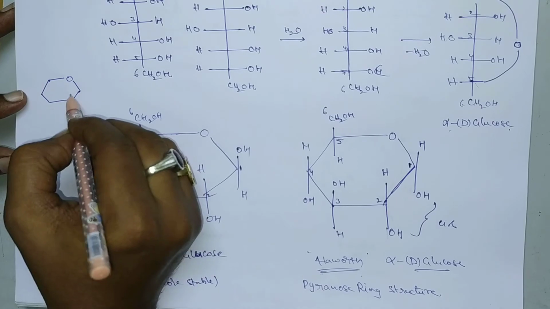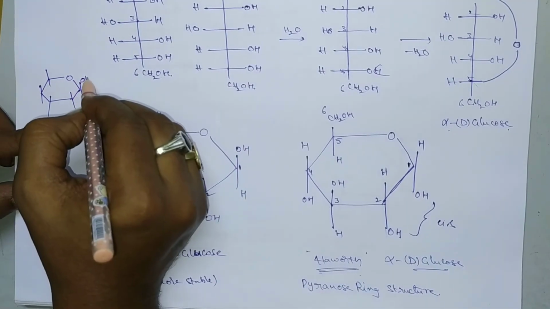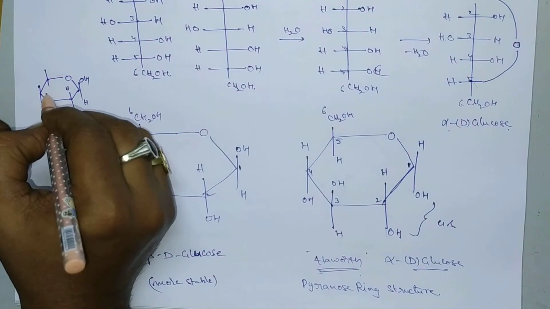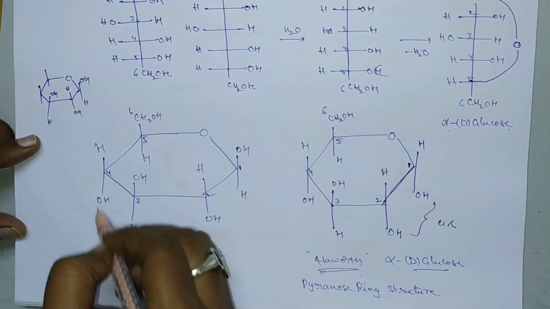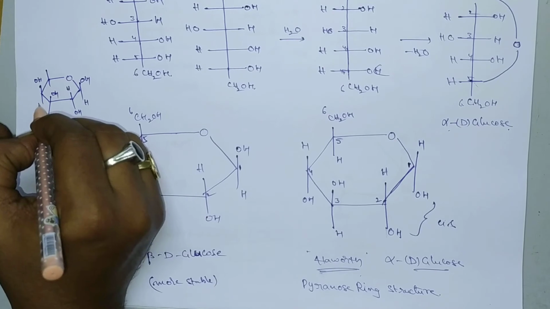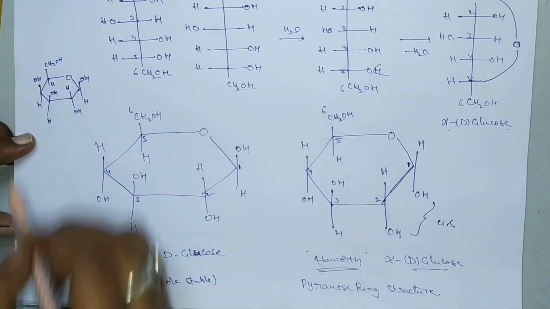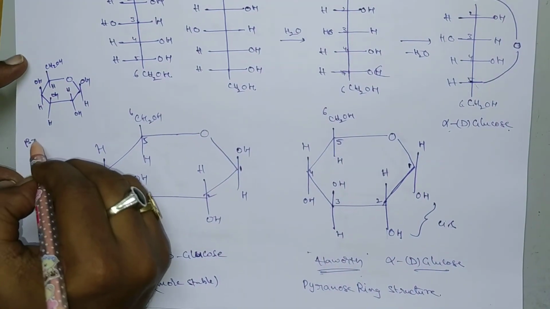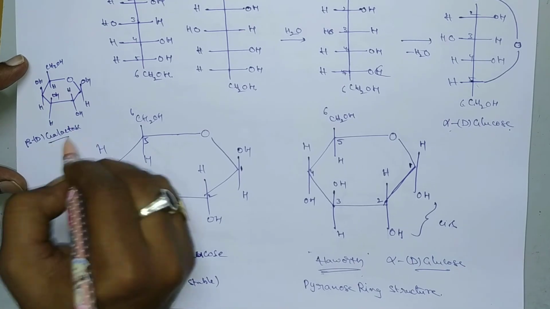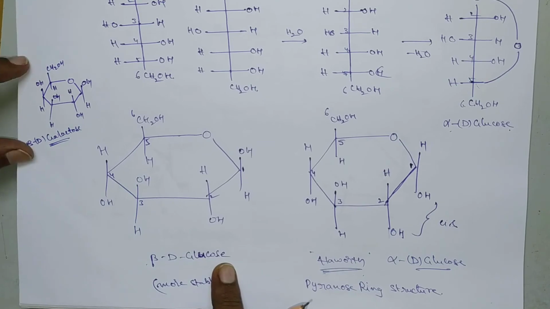So this is here OH and H, HOH, OH and H. Here it is interchanged. So that's why OH is above the plane and H below the plane, and H and CH2OH. So this is the beta D galactose. Beta D galactose. Okay. So this is beta D glucose and this is beta D galactose.